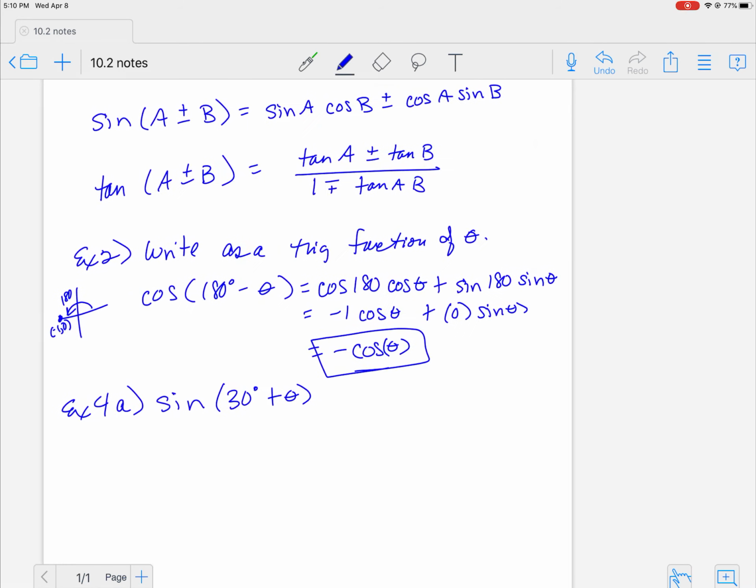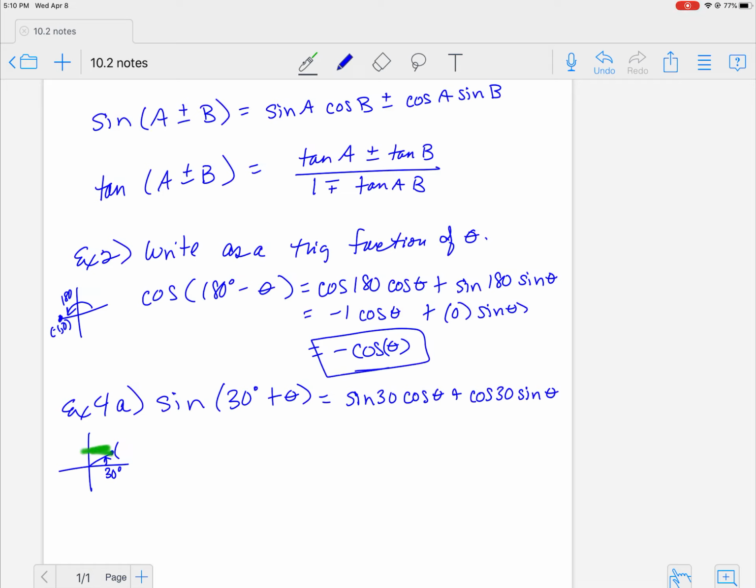So here's example 4a. I have sine of 30 degrees plus theta. All right, so this is a sine of a plus, so I know it's plus to plus, and they're sine, cosine, cosine, sine. So this is actually going to end up being sine of my first times cosine of the second plus, because it's the same, cosine of the first times the sine of the second.